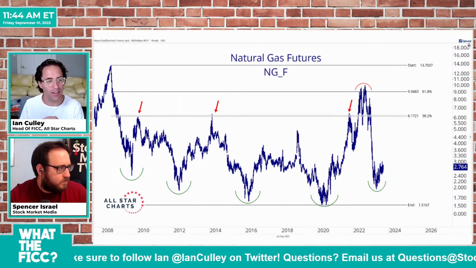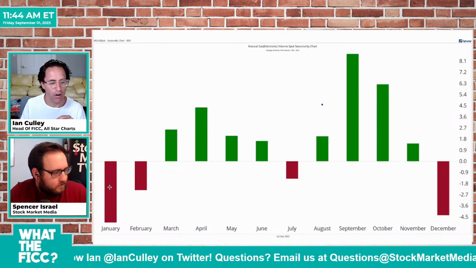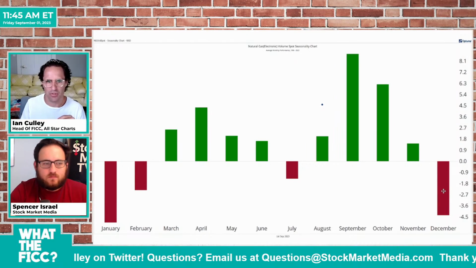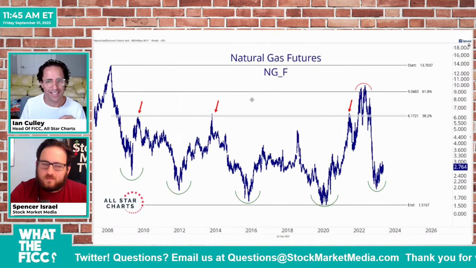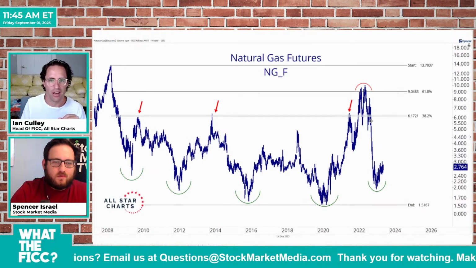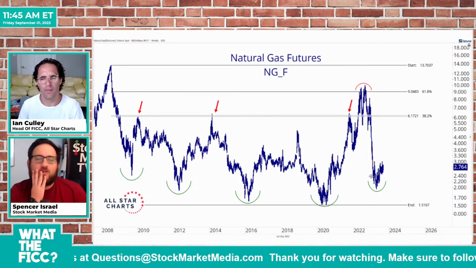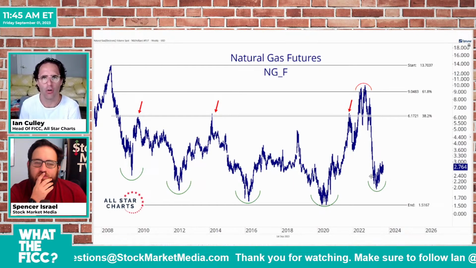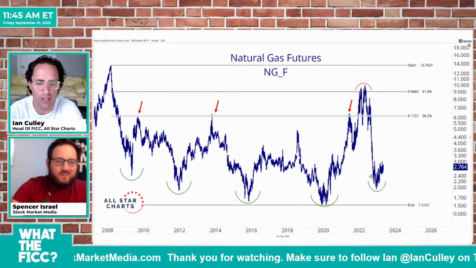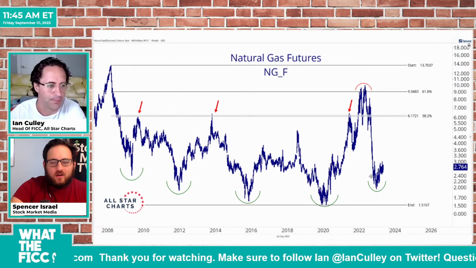And getting back to seasonality, January is by far the worst month of the year for natural gas. December's not great either. Look at that sell-off. Remember the sell-off in natural gas futures at the beginning of the year? It was just insane. I think that's some of the largest 4-week ROC, rate of change, readings in the history of natural gas futures earlier this year.